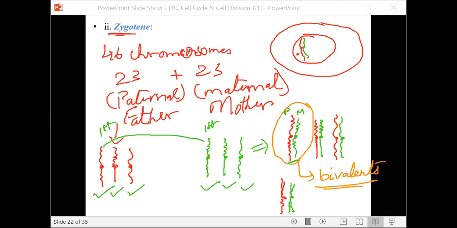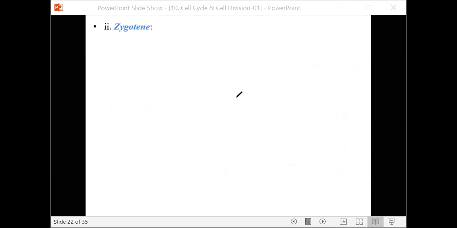Okay, sir. Okay. So this appearance will come within the nucleus, what we have observed. So we have given this stage the name zygotene. If anyone wants to take a screenshot, just take it. I will erase the diagram. Okay. So we'll see. Yeah.